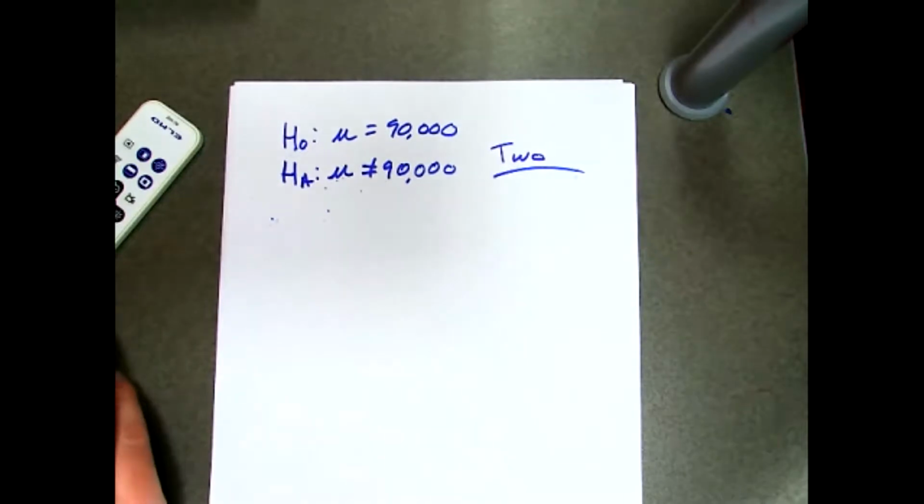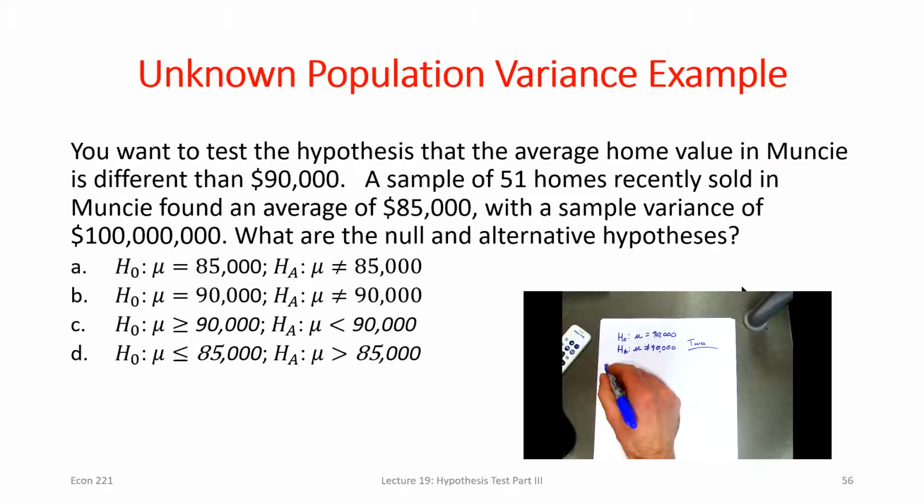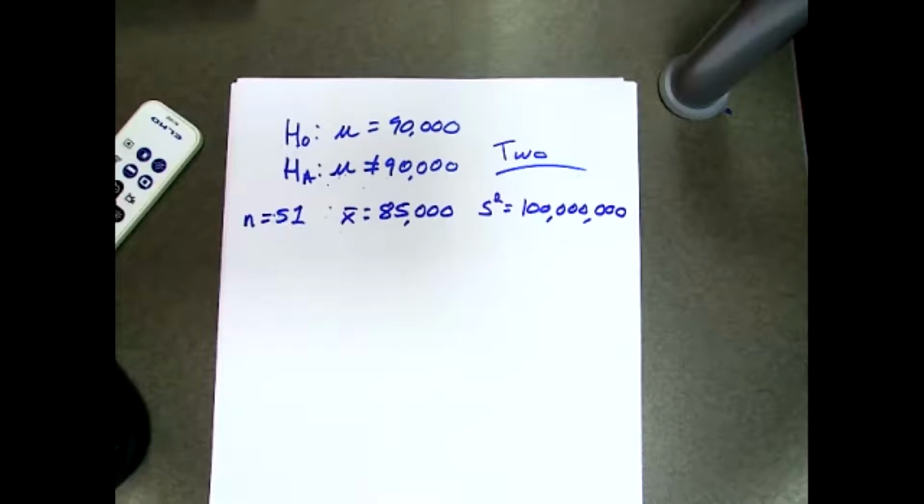Now the rest of the problem, I believe, says, we take 51 homes. So I'm just going to jot down what I'm being given. So sample size of 51. And I find an average home price of my sample of 85,000. And then my sample variance is 100 million. So that was just everything I was given from the problem. And I know that I have a two-tailed test.